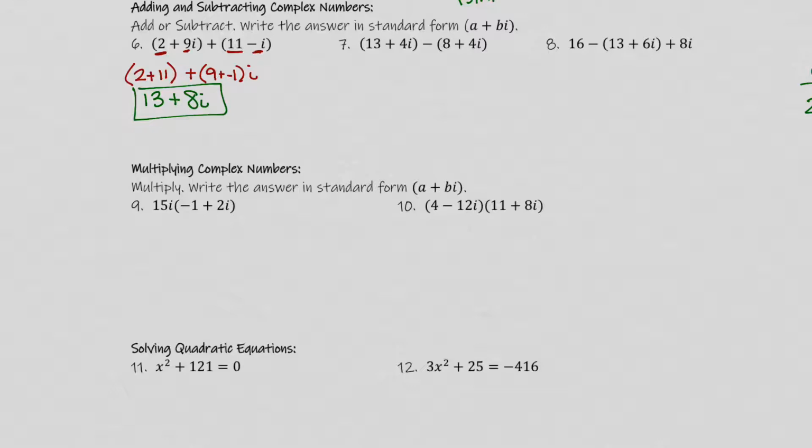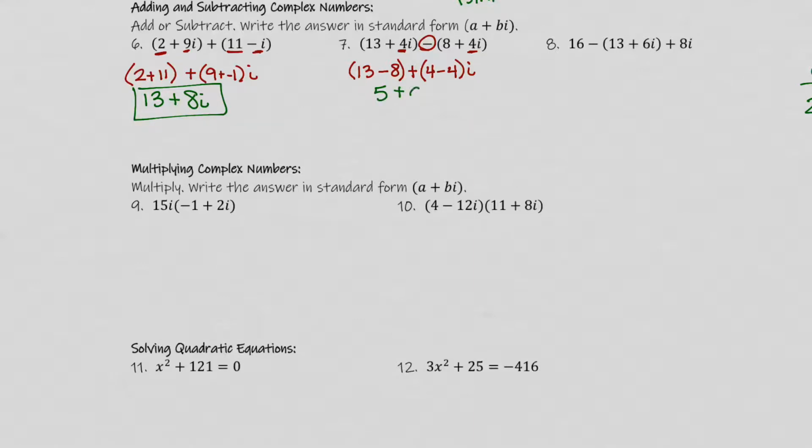Alright, let's go to 7. Now this time it's subtraction. So when I write inside my parentheses here, instead of pluses, I'm going to use subtraction. So I have my real numbers, 13, and then I'm going to say minus 8. And then I still put the plus there. And then I have a 4 minus 4, and those are what's in front of i, so we still have i. And then when I do what's in the parentheses, 13 minus 8 is 5.